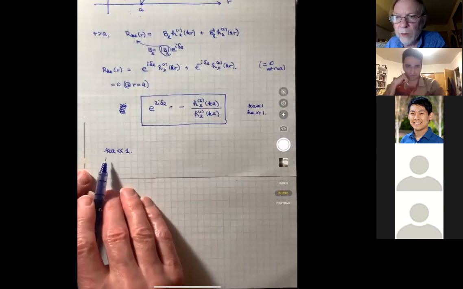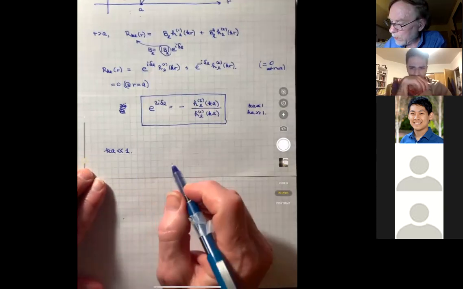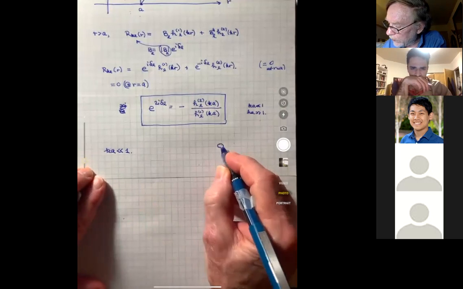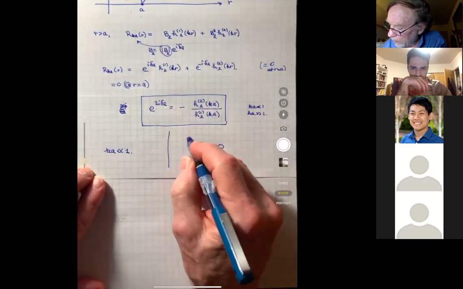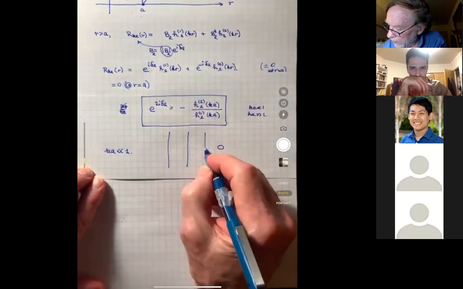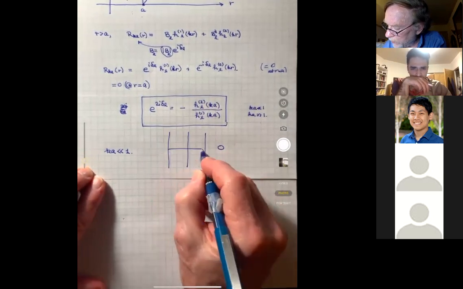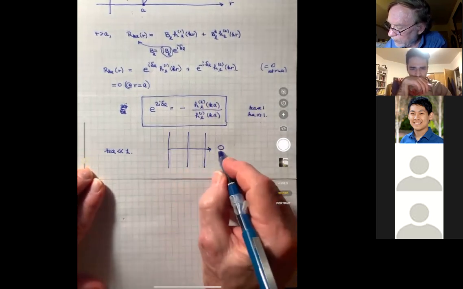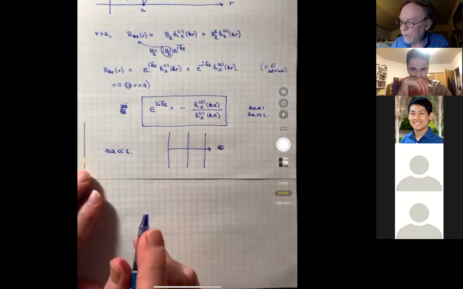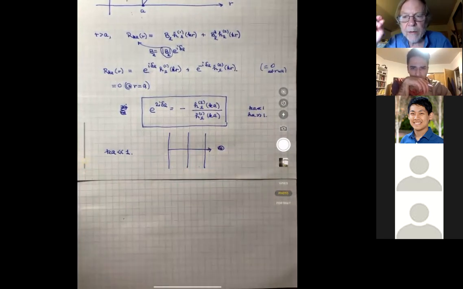Now, K is like 1 over the wavelength lambda. So the picture here is you've got a little hard sphere that isn't very big, and then you've got long wavelength waves coming in, where the wavelength lambda is much larger than the size of the sphere. It's going to be hitting that sphere and scattering off of it like that.